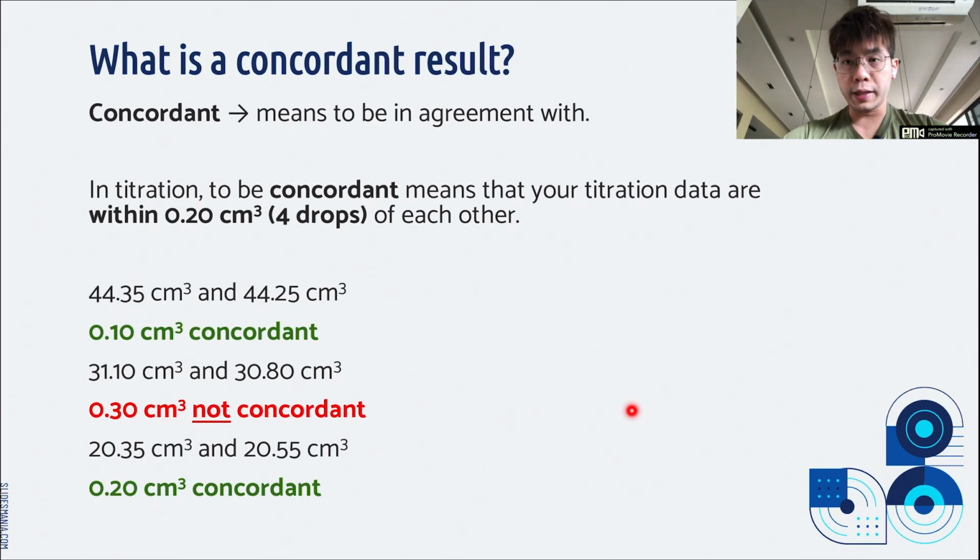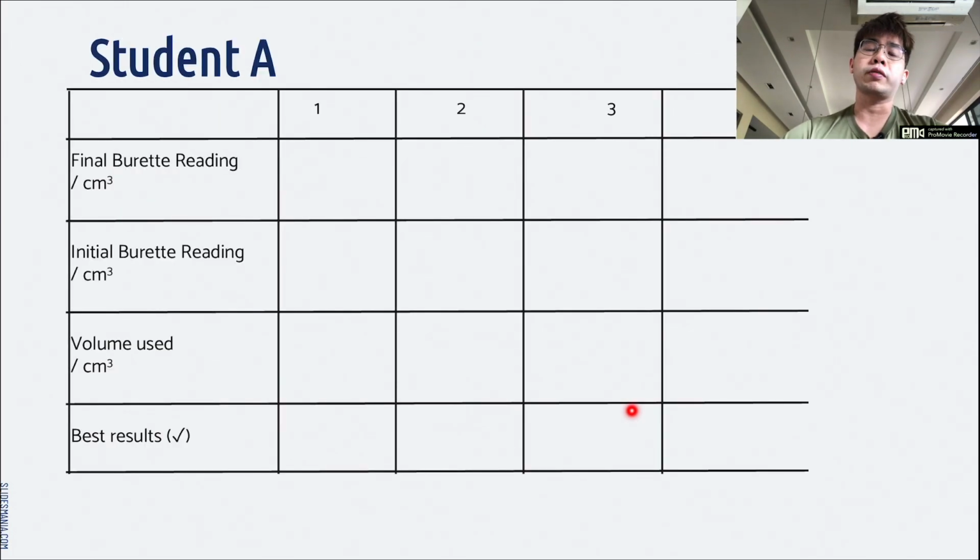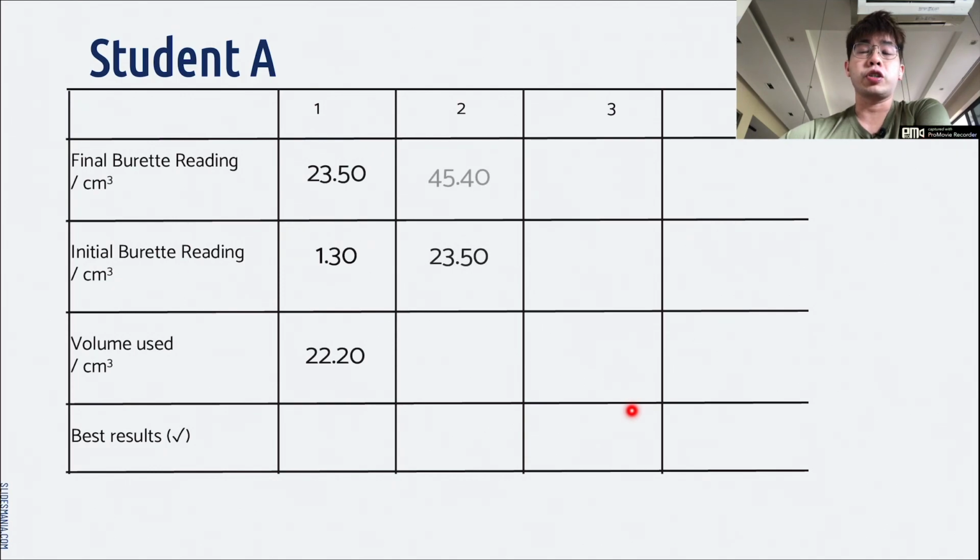Let's see how it pans out in a titration experiment. Let's look at the results of student A. The initial reading for student A's rough titration was 1.30, and the final reading was 23.50, giving a rough value of 22.20. Student A did an accurate titration and got 21.90. Now 22.20 and 21.90 are not concordant because they are 0.30 cm³ apart. So student A will need to do another accurate titration.